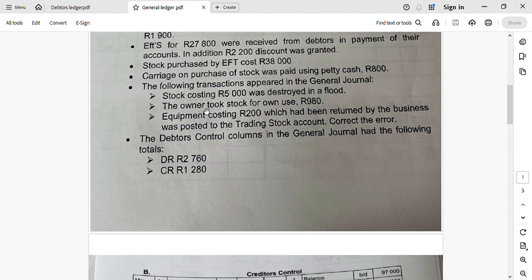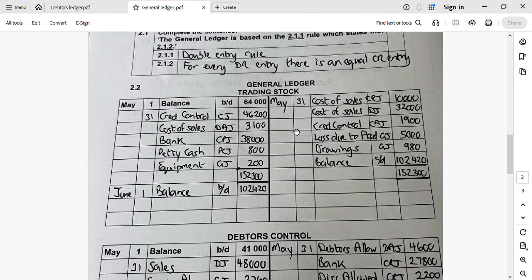Then carriage on purchases of stock was paid using petty cash. Remember when you record carriage on purchases, it goes directly into the trading stock account because it increases the cost price of your stock. But because we paid using petty cash, this entry here is on the plus side, 800, but your contra account here would be petty cash.